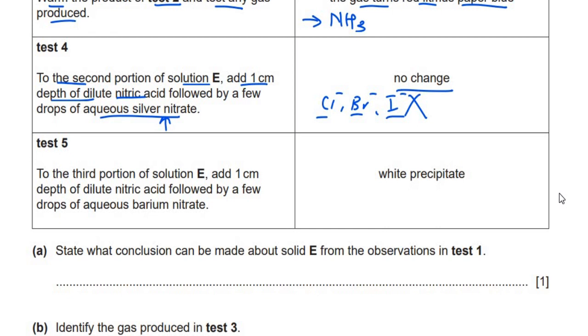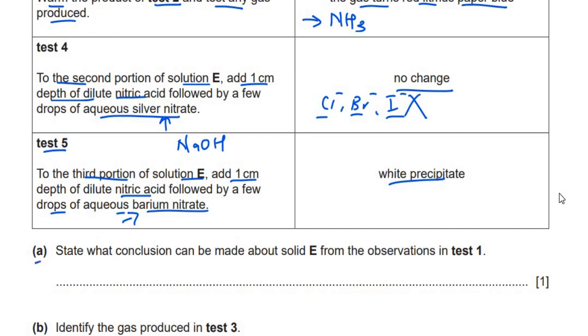Okay, let's go ahead with test 5. It says that to the third portion of solution E, add 1 centimeter depth of dilute nitric acid followed by a few drops of aqueous barium nitrate and we have got white precipitate. Now again we are going to compare this test with the anion test, because the cation test is always done with aqueous NaOH. If we are using some other reagents for the test, then obviously these are tests for anions. Now if this is a test of anion, we'll compare it with the table.